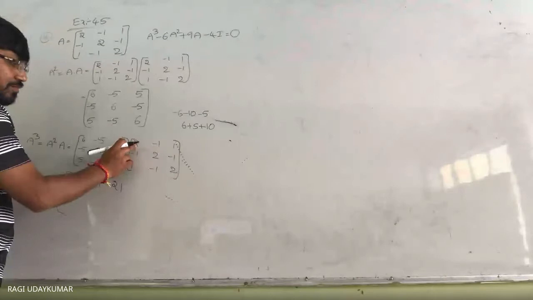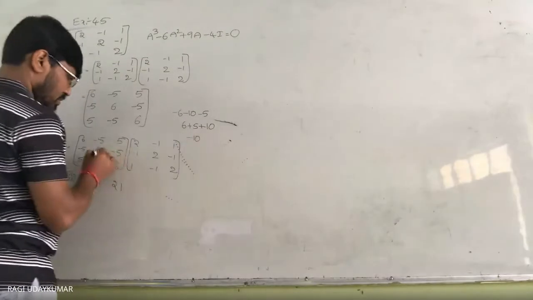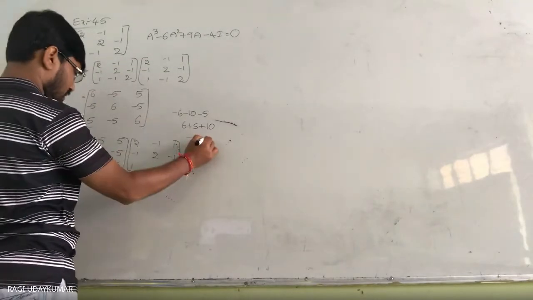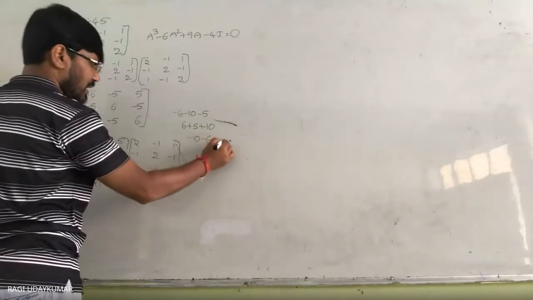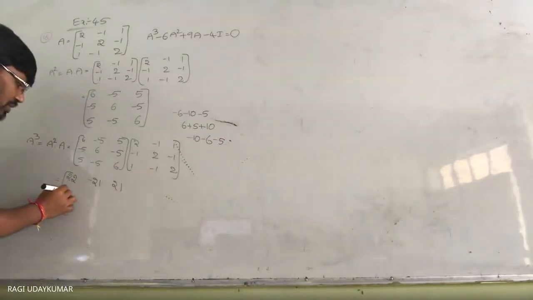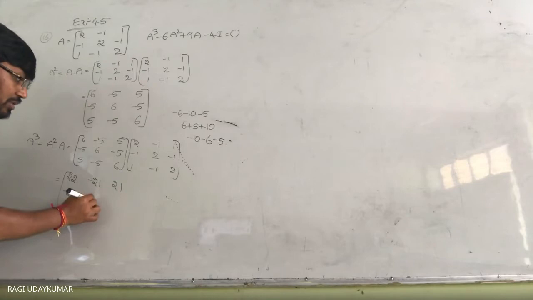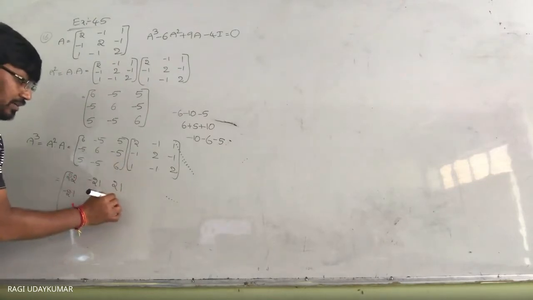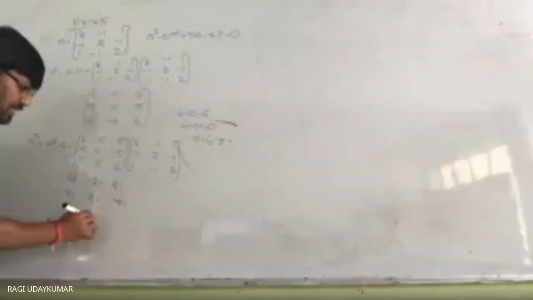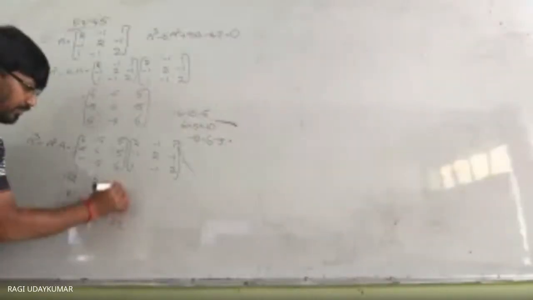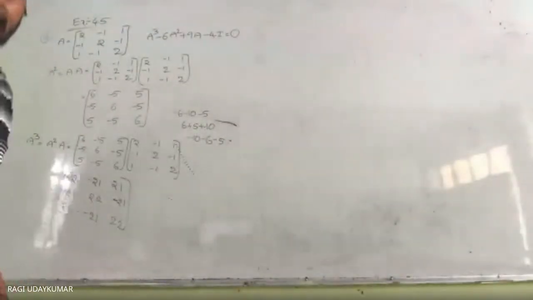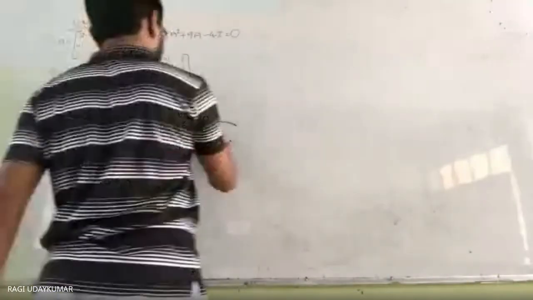What do you get here? Minus 10, minus 6, minus 5. See, minus 21. Here 22 we will get. Here minus 21 we will get. Here 21, here minus 21, here 22. Obviously, we will get it, but you have to do it. You have to verify it.